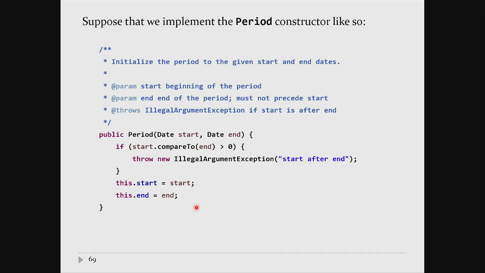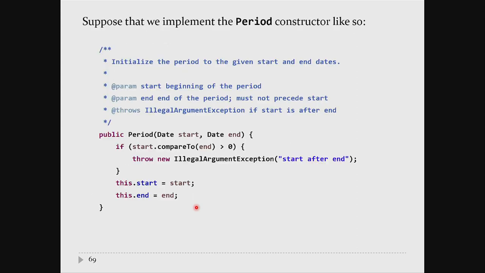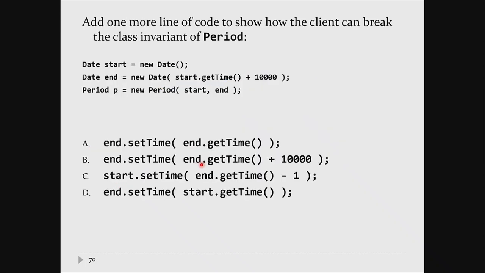Right away that looks like plain association or aggregation. All I've done is make my internal fields start and end aliases for some other object. Now if you do that, you can break this class. Remember that Period has an invariant: the start time is always before the end time. Here in the constructor, I even check if the start time is after the end time, and I throw an exception. But you can write one more line of code.